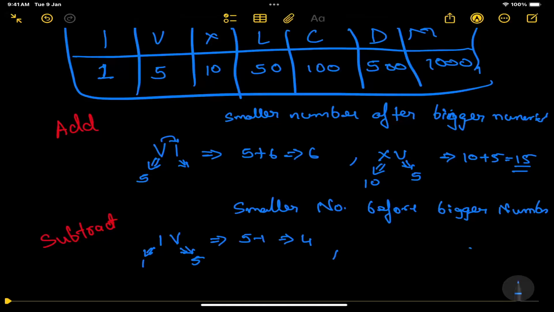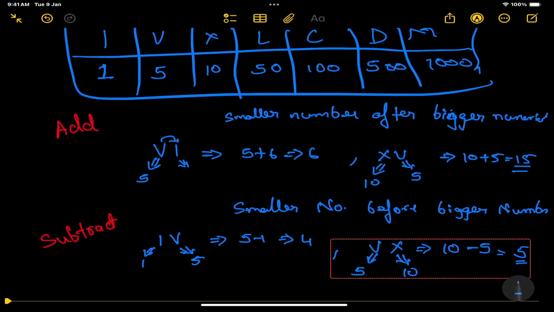Same example we'll take where V precedes X, which means 10 minus 5. The value of this is 5. This value is 10, which gives me value 5.